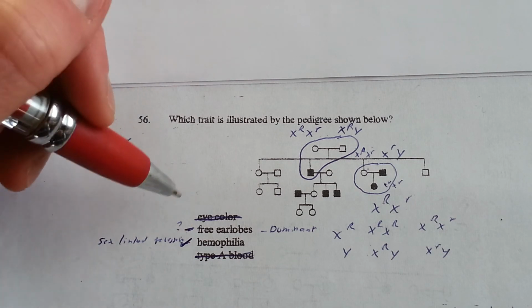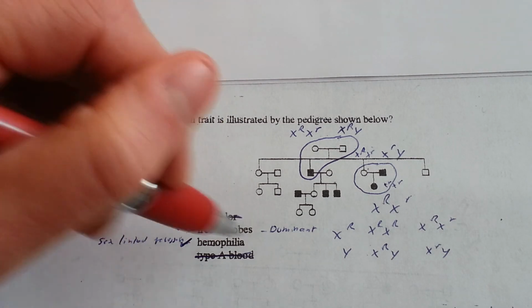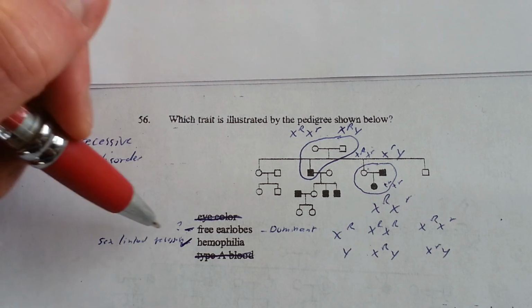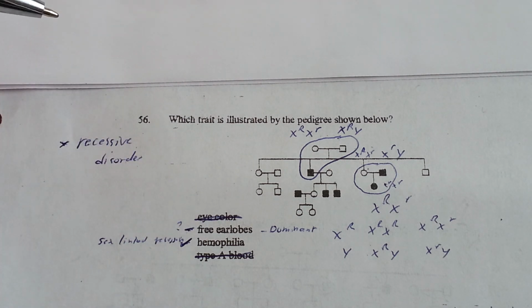And because free earlobes are dominant, if you knew that, you could eliminate it right away. But if not, you can show that it is sex-linked recessive, and that would be hemophilia.